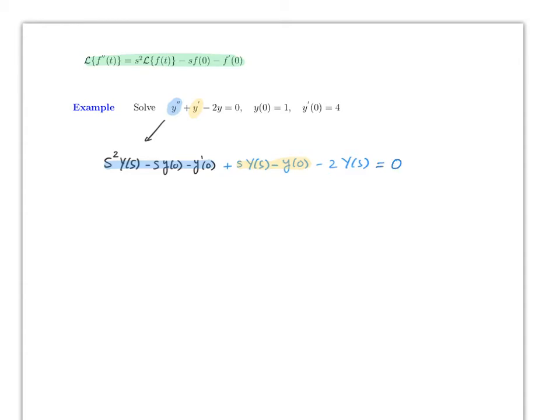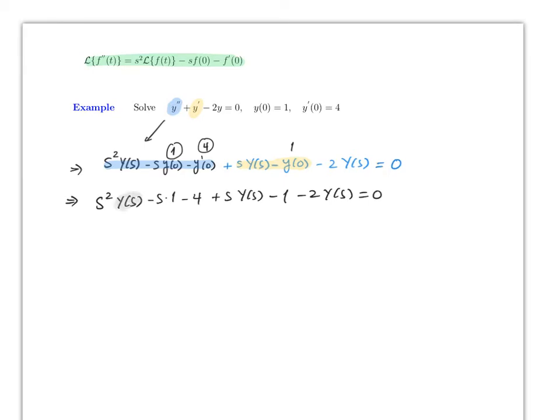Next, apply the initial conditions right away. Remember that y of 0 is equal to 1, and y prime of 0 is equal to 4. So therefore this is equal to 1. So if we simplify, you end up with s squared Y of s minus s times 1 minus 4 plus s Y of s minus 1 minus 2 Y of s is equal to 0.